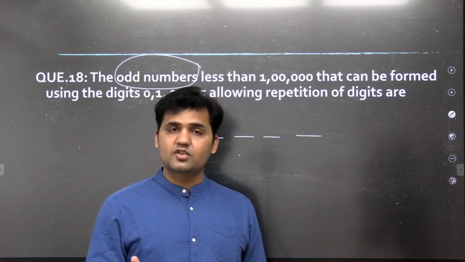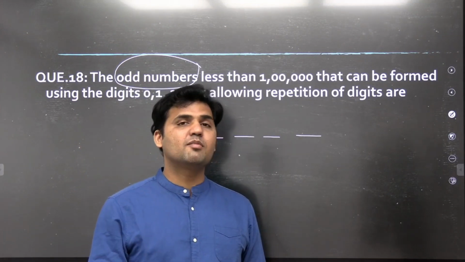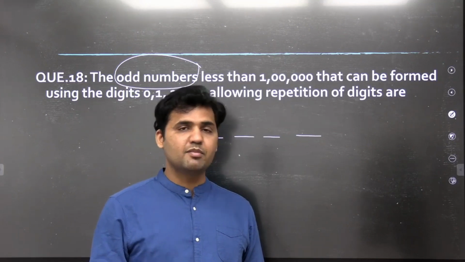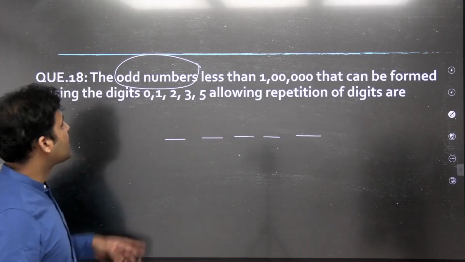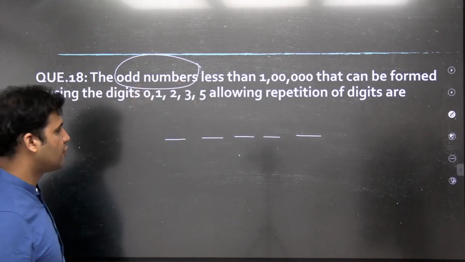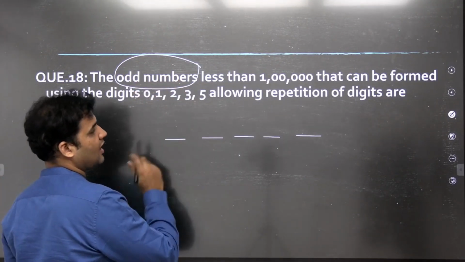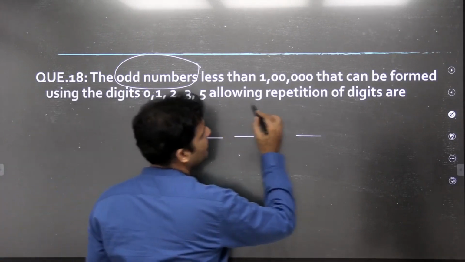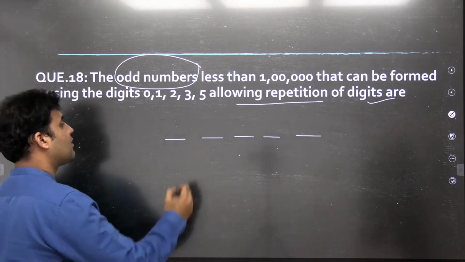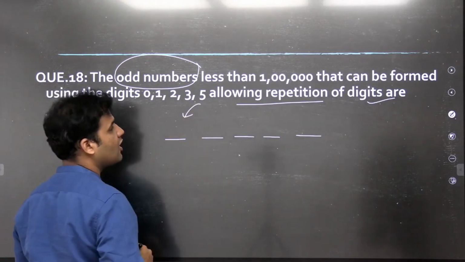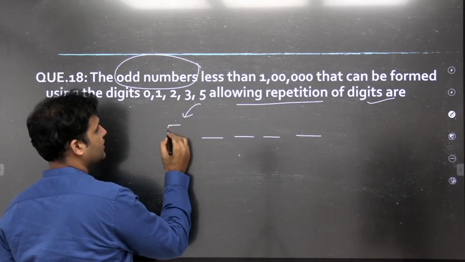So if the number has to be less than 6 digits, the maximum number of digits it can use is 5 and the minimum number of digits it can use is 1. Now, I can use any of these digits 0, 1, 2, 3, 5. First, in how many ways? The repetition of the digit is allowed. That means the first place can be filled in how many ways? With any of these 5 digits.